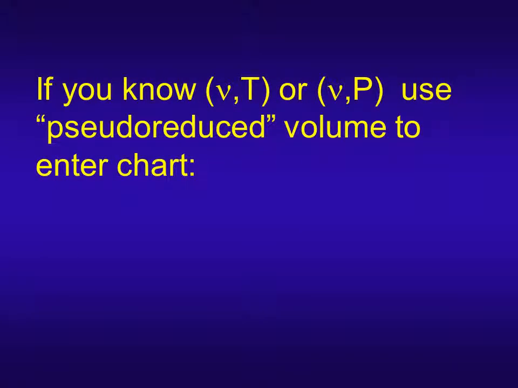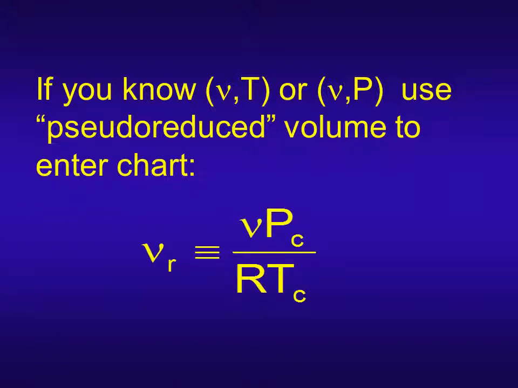If you know V and T or V and P, then you can use what's called the pseudo-reduced volume to enter the chart and find VR is equal to V·PC over R·TC, and then you can back calculate, for instance, the pressure or the temperature if that's what you're trying to find given the volume. Typically you'll want to know volume given temperature and pressure, but you may need to know temperature given volume and pressure, or pressure given volume and temperature, and this is how you would do it.